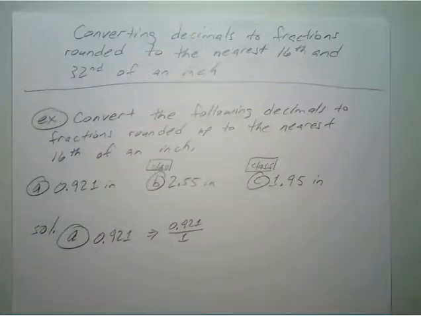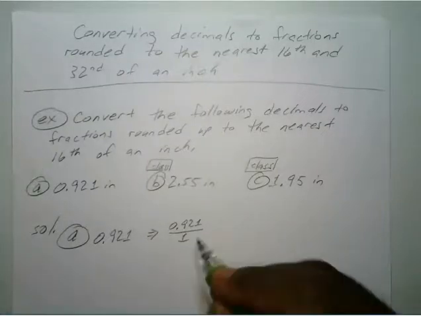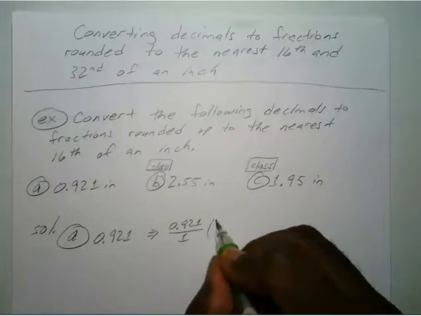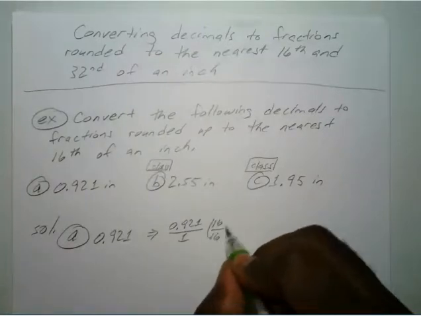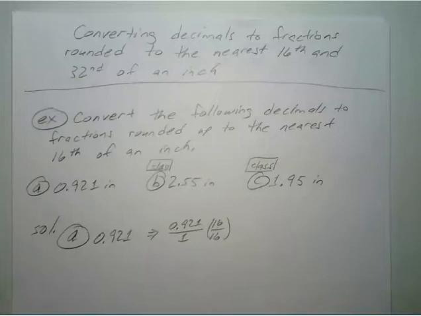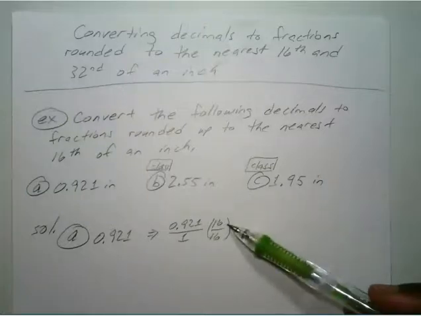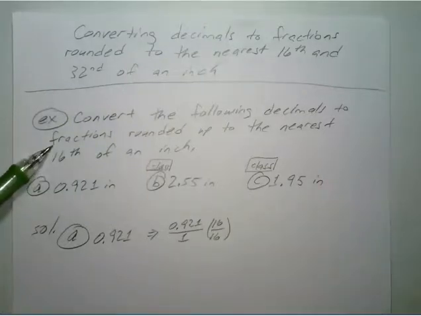But now, since we want it to the nearest 16th of an inch, we're going to multiply the numerator and denominator by 16. If we want it to the nearest 1/4 of an inch, we'll multiply by 4 over 4. If we want it to the nearest 1/20th of an inch, we multiply by 20 over 20. But because we want it to the nearest 1/16th of an inch, we multiply by 16 over 16.